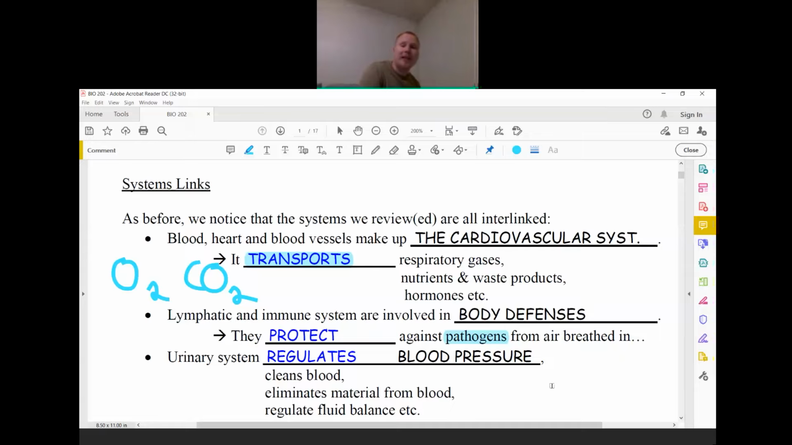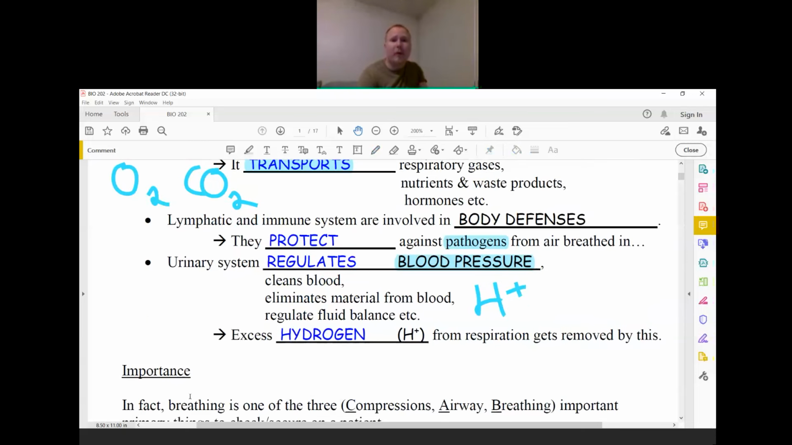And the final system that ties in quite nicely with the respiratory system as well is the urinary system. And you remember that the main function of the urinary system was the blood pressure regulation, but in case of the respiratory system, it also plays a role in eliminating the excess hydrogen, for example, from our body in the form of urine. So it helps there as well. So really, I think that's the biggest points that I can think of that we should know in terms of how other chapters relate to that.